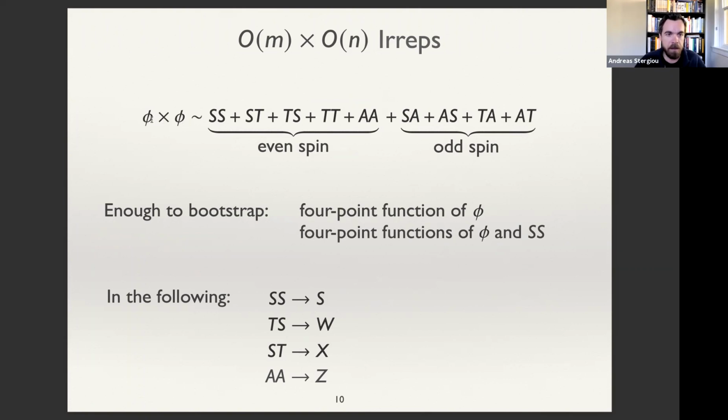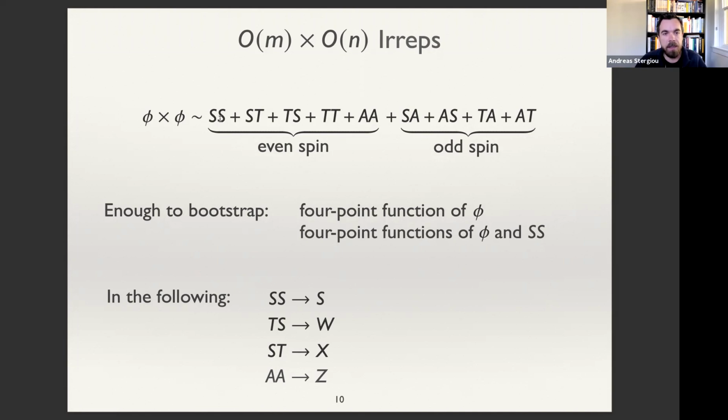So the phi here is not a vector, it's a matrix. You can view it as a matrix if you want. And the rows transform under OM and the columns transform under ON. Since this is a product group, OM times ON, we know that the irreducible representations will be the product of the irreducible representations of just one orthogonal group.